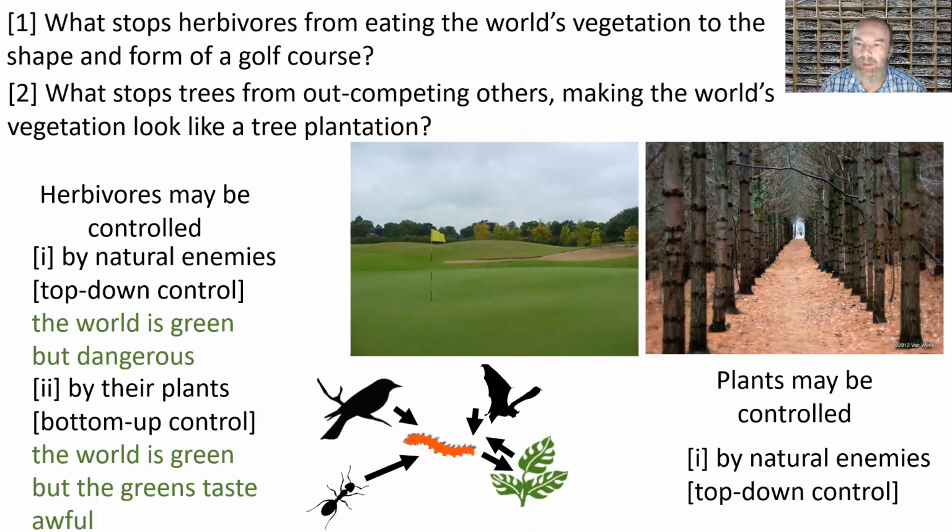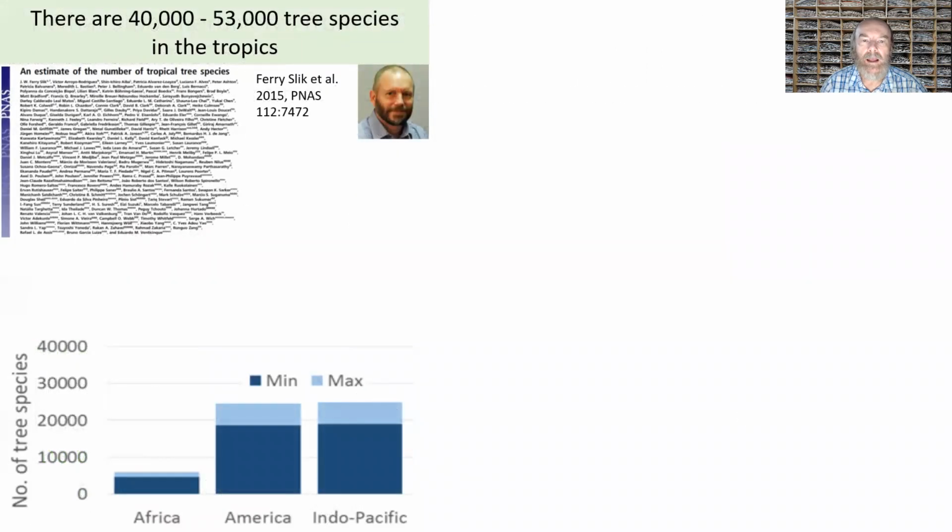For plants, the options are more limited. It's unlikely that the diversity of resources will lead to such tree diversity, and so we suspect the top-down control by natural enemies. When we are talking about the diversity of trees, then the obvious question is how many tropical trees are there? And that question was actually not so obvious to many botanists. It's only in the 2015 paper by Ferry-Slick, which answered the question, and even that with quite a range between 40 and 53,000 tree species.